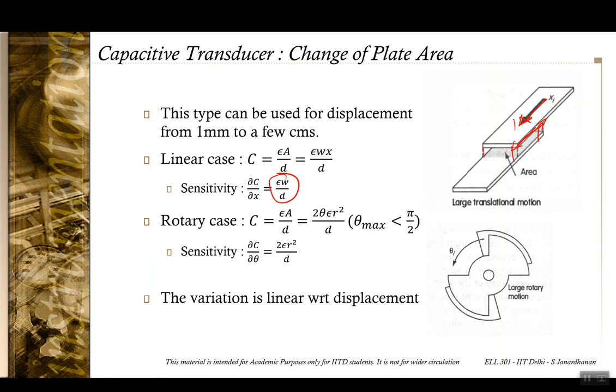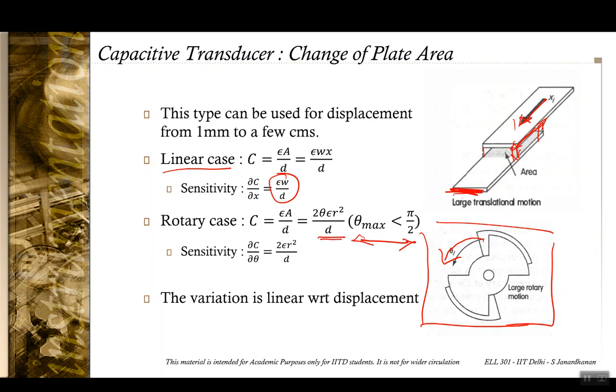out to be dependent upon the dielectric constant, the width of this capacitor plate, and the distance between these two plates. And this is in case of a linear case. In case of a rotary case, you can have a capacitor that looks like this, where you have two fins and the relative motion between those two fins is parameterized by this angle theta. Because you want the capacitance to change with angle, this is not a complete circle or even a complete semicircle, so you would have a limit on the maximum angle of motion, and the capacitance is given by this expression.